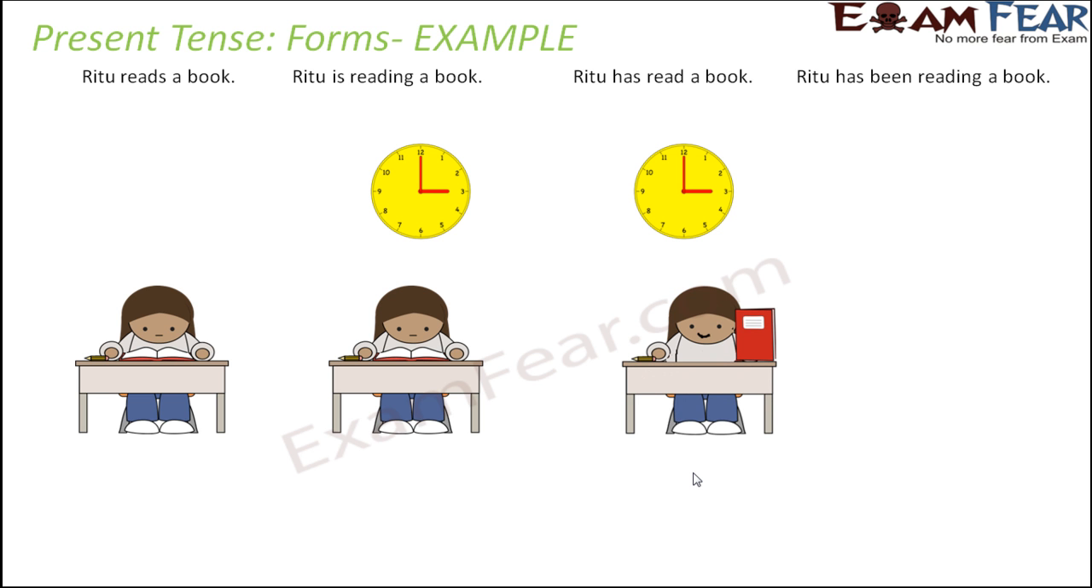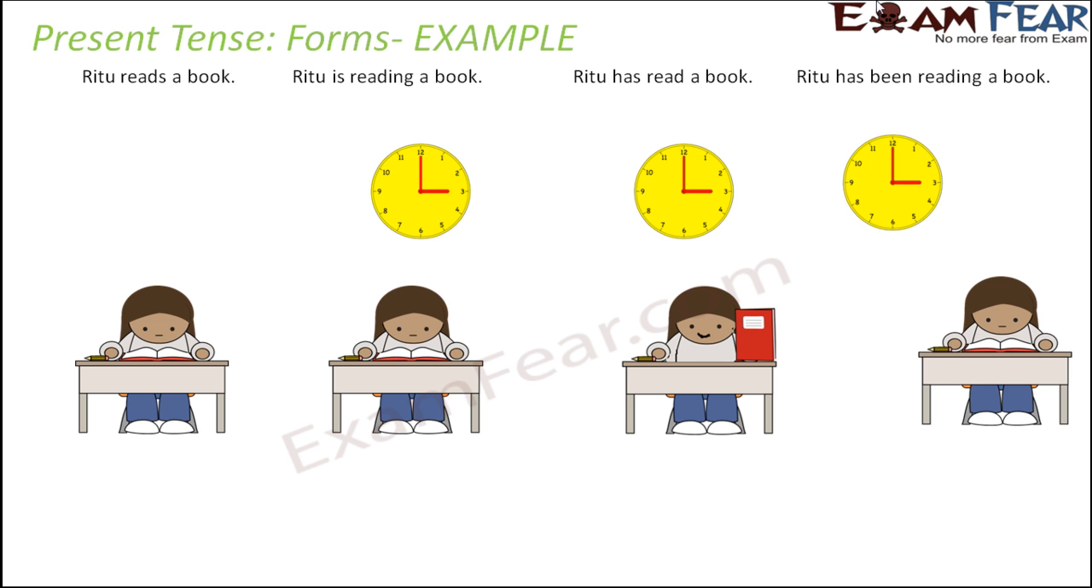Ritu has read the book. That means right now, she has completed reading the book. So, you see, with a smiling face, she is showing you the book that she has just now finished reading. Ritu has been reading the book. That means maybe she started some time back, but she is still reading the book. Right? So these are the 4 forms of present tense.